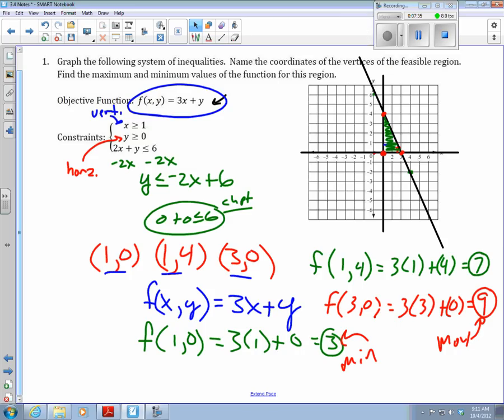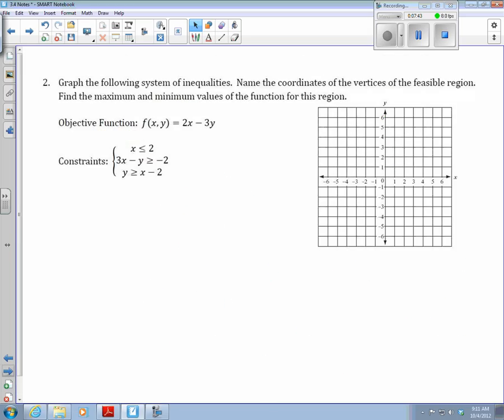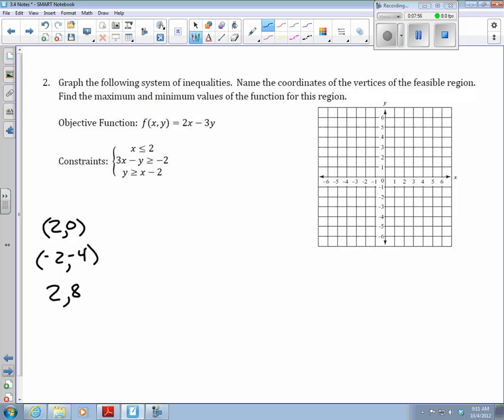Good, and that's pretty much it. If you can do that, you'll be fine. We're going to get into some word problems that are a little bit harder, but I want you to practice this. I want you to graph this one on your own. The vertices I came up with were 2, 0, -2, -4, and 2, 8. 2, 8 gave me a minimum of -20. -2, -4 gave me a maximum of 8. And I just got 4 for 2, 0.